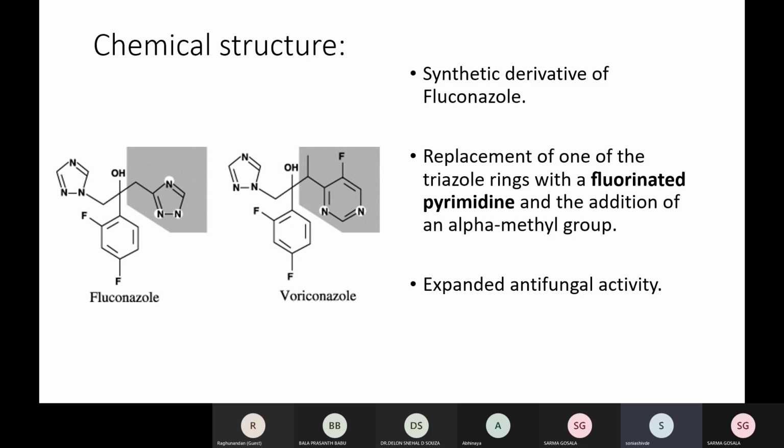On the right side, this ring is replaced by a fluorinated pyrimidine ring, and we can see just on the right side of the OH group there is a vertical line which depicts an alpha methyl group. So these two newer substitutions were there, and it has led to expanded antifungal activity. Because of this chemical structural change, voriconazole has an expanded antifungal spectrum.